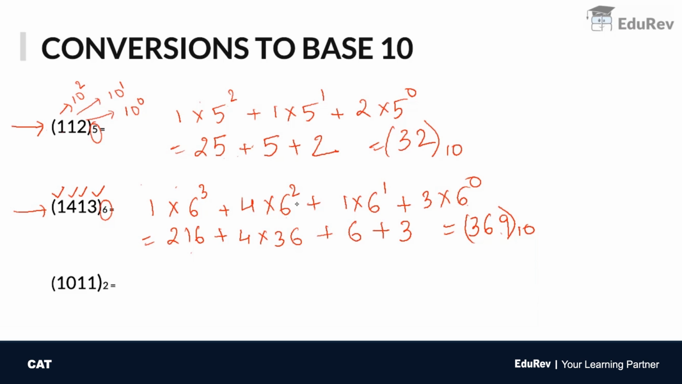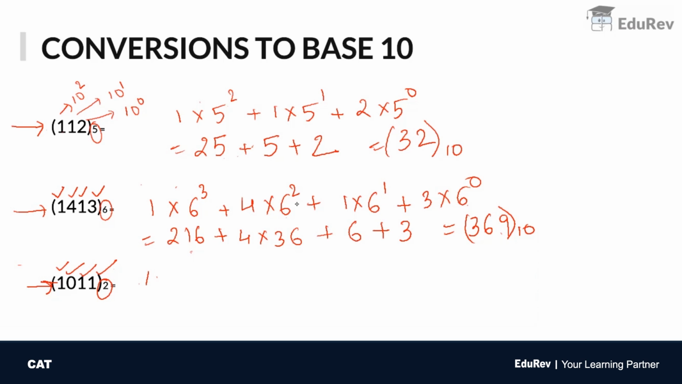Now let's look at another example. This one, 1011 to the base 2. Now if you realize this is to the base 2, so it's a binary number. So that is the reason we only have ones and zeros in this case. Again, it is a 4-digit number. So basically this represents the thousands place, hundreds place, tens place, and units place. So instead of multiplying with the powers of 6 or 5, we are going to multiply with the powers of 2 here. That's the only difference.